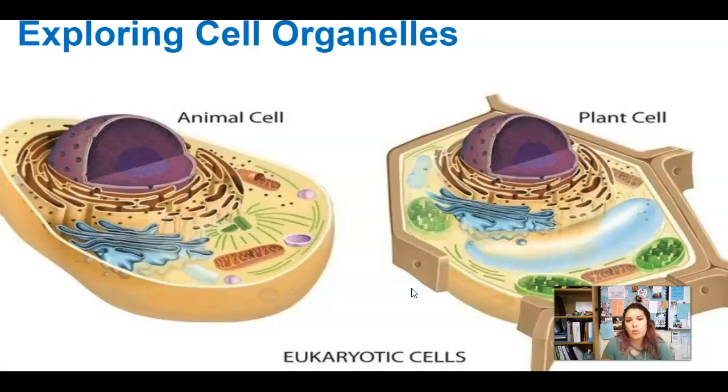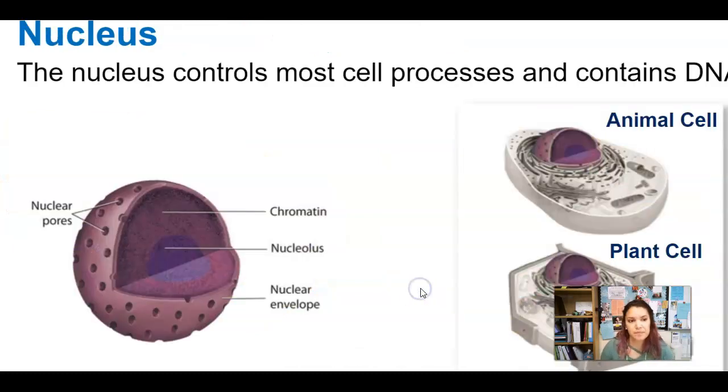Okay, so exploring cell organelles. We're going to look at the differences between plant and animal. We know the nucleus controls most of the cell processes and it contains DNA. At this point we know there's a nuclear envelope, hopefully. You probably don't remember this word, but the nucleolus is on the inside, and chromatin will condense into chromosomes later on when we talk about mitosis. And there are nuclear pores, so that things like RNA can travel in and out, and we'll talk more about that in the later chapters.